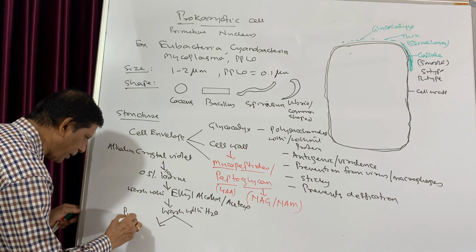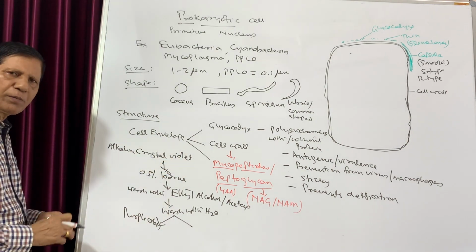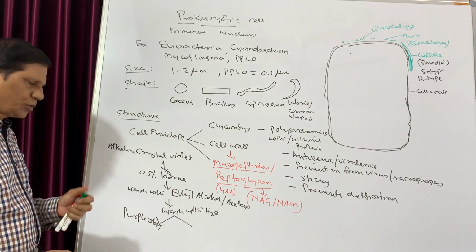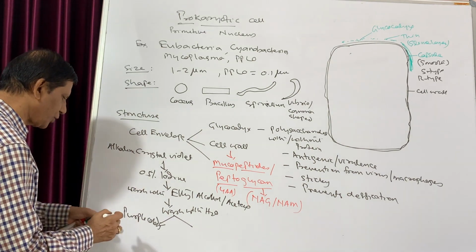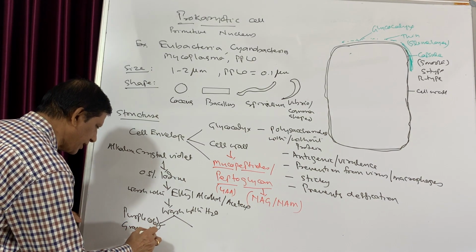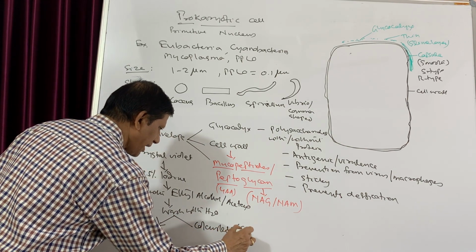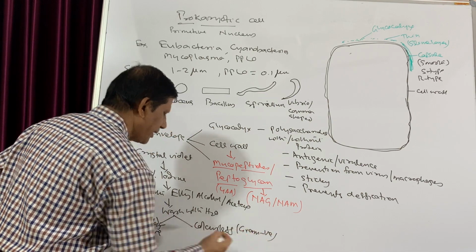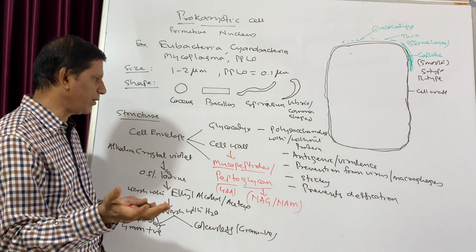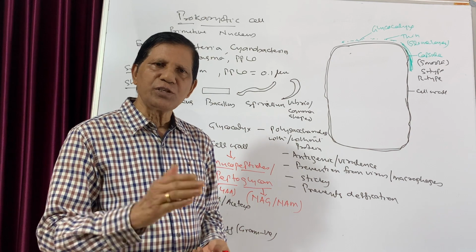Those which retain purple color, because after removing the crystal violet all will be purple, but after treating with ethyl alcohol and washing with water, those which are negative will be colorless. Those which retain purple color are known as gram positive, and those which are colorless are known as gram negative. This is known as the Gram stain, after Christian Gram. So bacteria are again of two types, gram positive or gram negative.